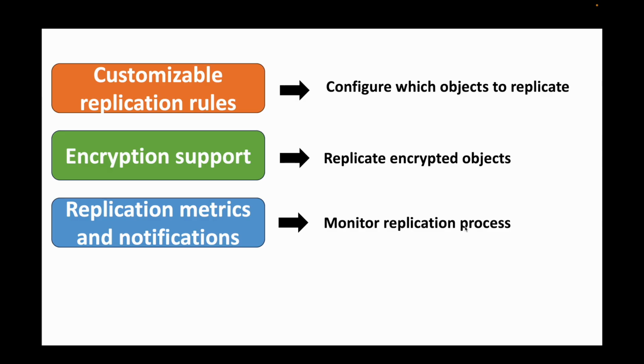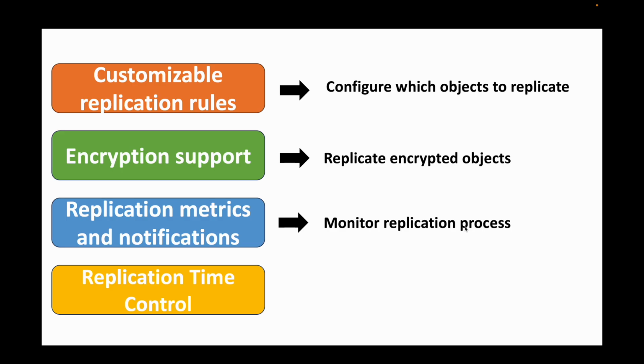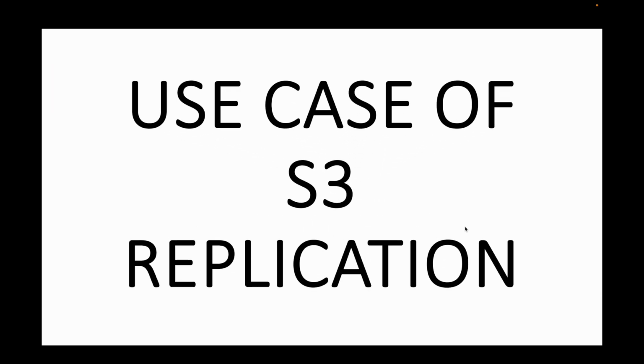And the last feature we have is replication time control. So you can use this feature which guarantees that the replication of 99.99% of your objects will happen within 15 minutes, which can be ideal for your compliance use cases. S3 replication also preserves metadata, object versioning, and even tags during the replication process. Now, what would be the real-world use case for this?